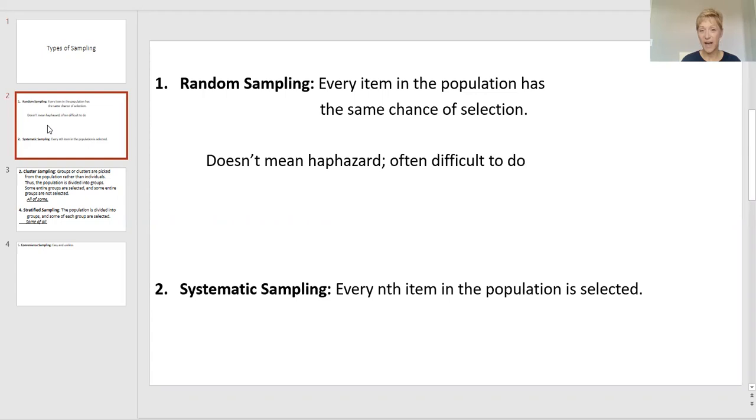The first kind of sampling is something called random sampling. Sometimes one of the problems we have in mathematics is that words in math don't necessarily mean the same things that words mean outside of math. Like if I said, well, that was just random, then that might seem to be haphazard. But that's not what it means in mathematics. A random sample means that every item in the population has to have exactly the same chance of being picked. Every item in the population has got the same chance of selection. And that's harder to do than it sounds.